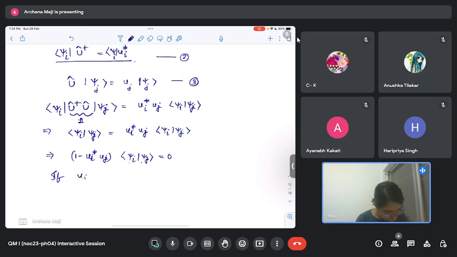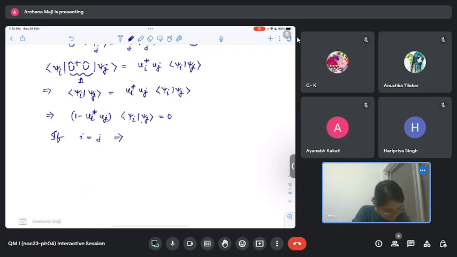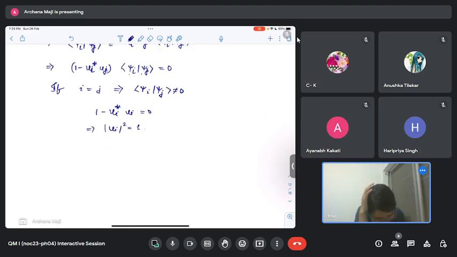If ui is, if i is equal to j, then we can see this is the inner product of two eigenvectors, and that has to be non-zero, not equal to 0. What we get is 1 minus ui star ui equal to 0, or ui mod square equal to identity.